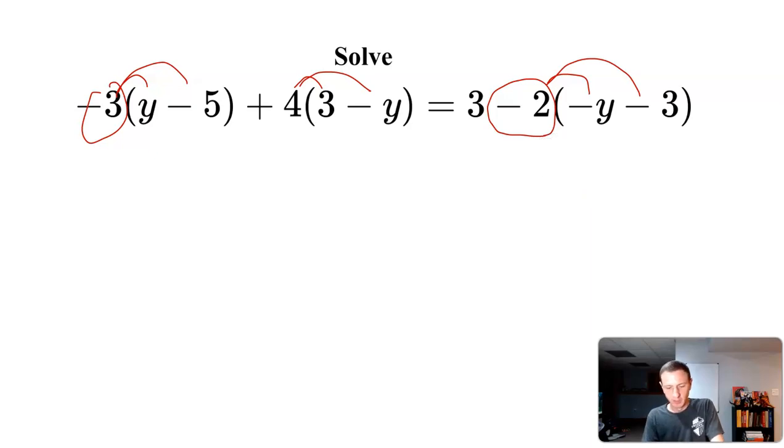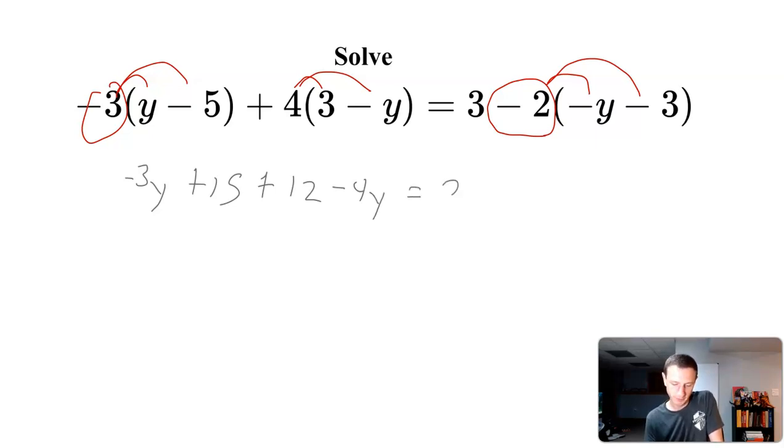Let me erase this. So now, going back to just the distributive property step, I'm going to distribute -3 over here. -3 times y is -3y. -3 times -5 is +15. Plus 4 times 3 is 12. 4 times -y is -4y. Equals, and then we have 3. -2 times -y is +2y. -2 times -3 is +6.